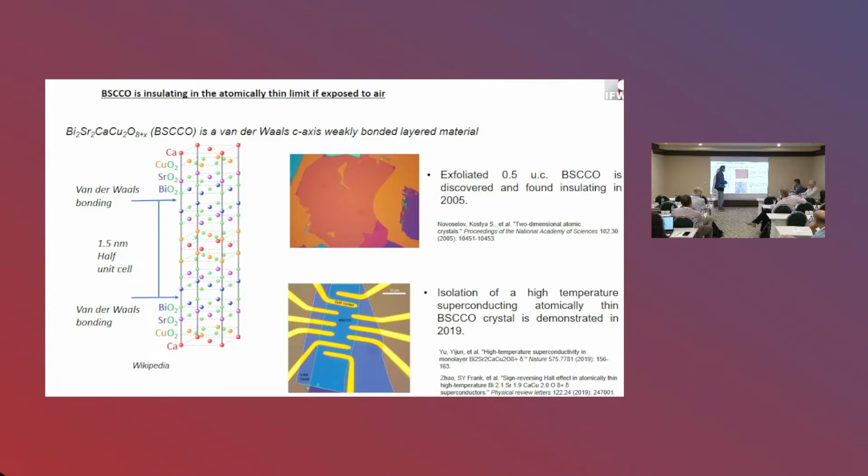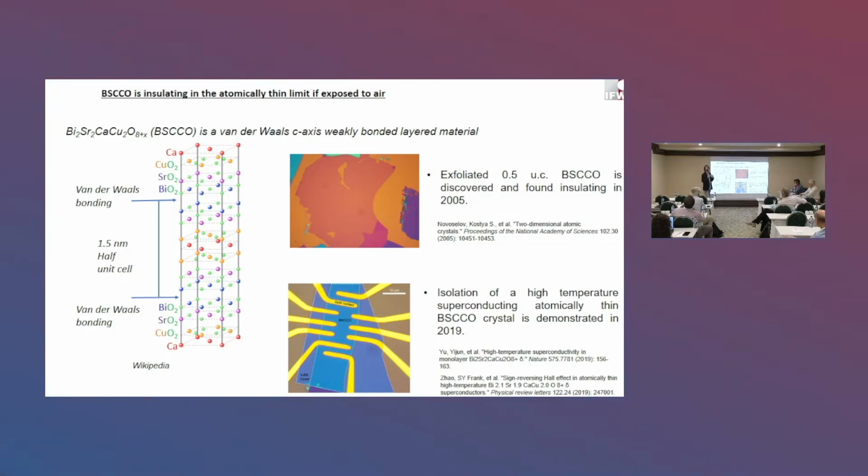So this means that temperature is very important, and what you do at which temperature is very important when you process this material. And so the BSCCO structure, when you try to thin it down, becomes insulating. This was shown by Novoselov in 2005 when stamping it with Scotch tape on top of a substrate.